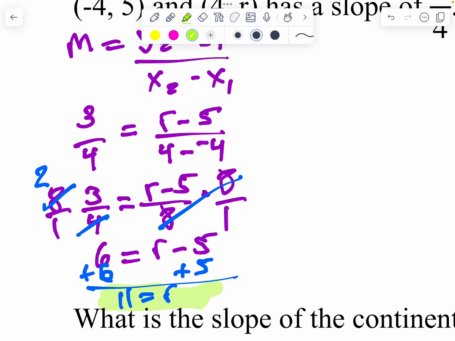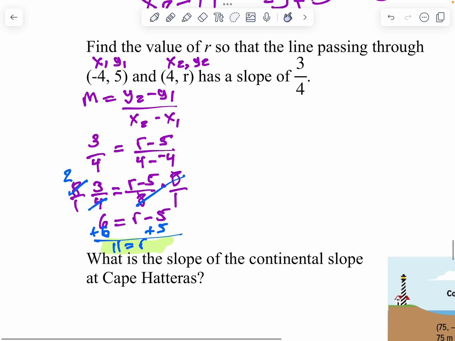We did that without cross multiplying. If you can do this problem and get 11 for an answer, you probably are cross multiplying correctly. But so many people make mistakes with cross multiplying, I don't like to use that.